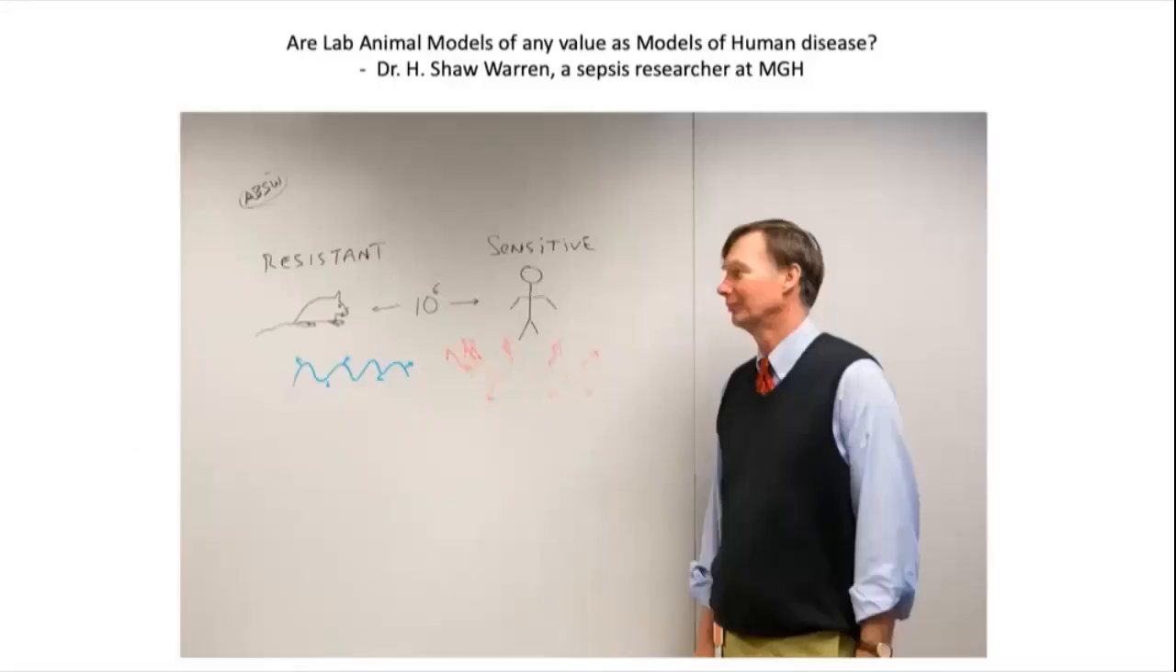Now, there's another example I would like to give. This is a much more aggressive example, in the sense that these authors are virtually against animal experiments. This is Dr. Shaw Warren. He's a sepsis researcher at the Massachusetts General Hospital. He's also a professor of pediatrics at the Harvard Medical School. He and his colleagues studied the genomic responses for inflammation in both mouse as well as in humans.